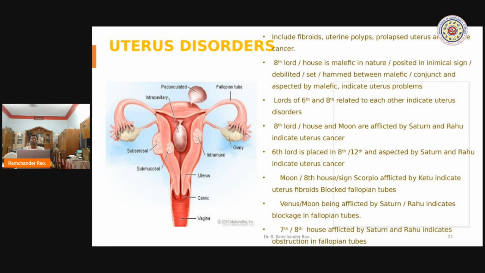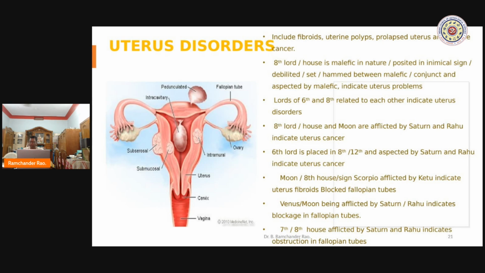Uterus disorder. This is very, very important. Then we have to see, this includes fibroids, uterine polyps, prolapsed uterus and uterine cancer. You take where the uterus is, where the cervix is, and where the vagina is, look at all of it. Once this is in your mind, we know easily how to diagnose this.